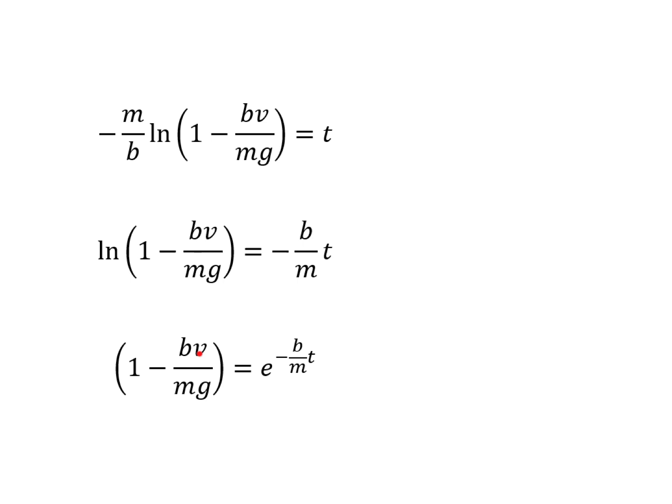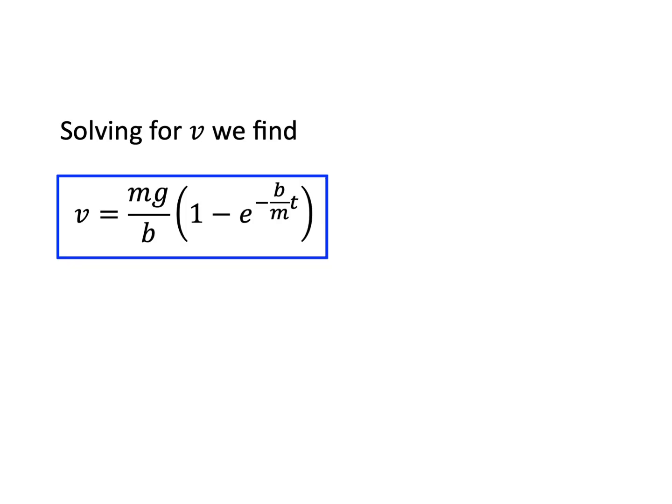Now I can solve this guy for v. I'm going to move this 1 to the other side, and then I'm going to multiply by minus mg over b to get rid of that term, and that'll let me get v by itself. When I solve for v, I find that the velocity of my ball is going to be mg divided by b times 1 minus e to the minus b over m times t. And that is the velocity of this ball at any time t.